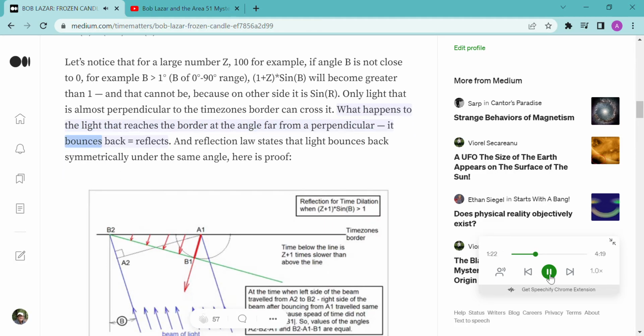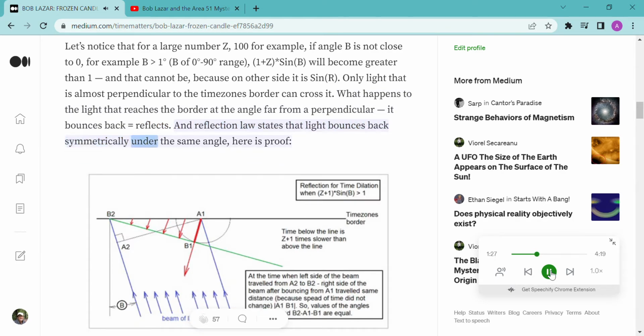It bounces back, that is, reflects. And the reflection law states that light bounces back symmetrically, under the same angle. Here is the proof.